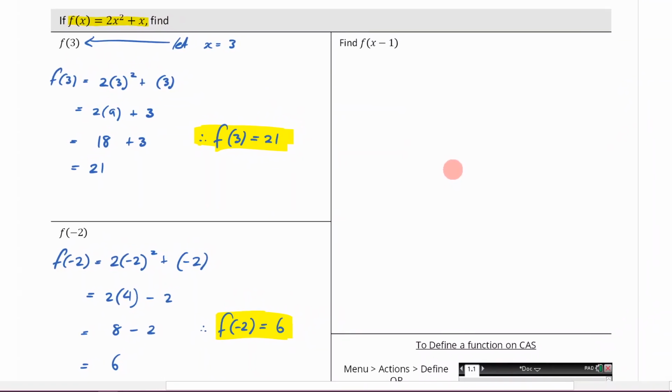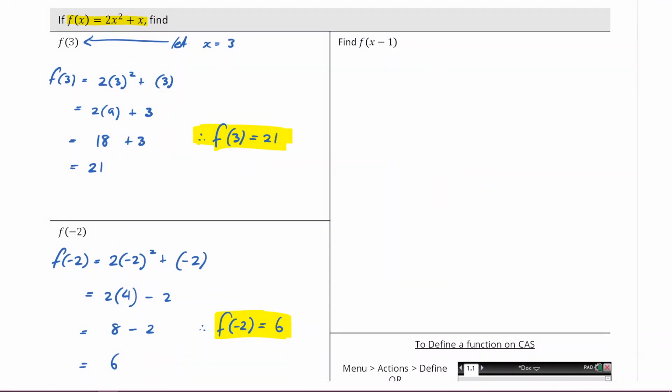Let's come up here and see if we can do this one. It's just a bit more work, but we're still just subbing it in. So here we're going to go f of x minus 1. Every time I see an x, I'm going to put x minus 1 in there. So 2 times x minus 1 squared plus x minus 1.